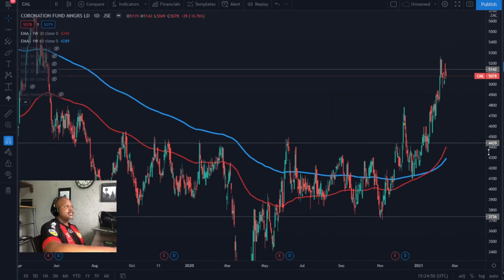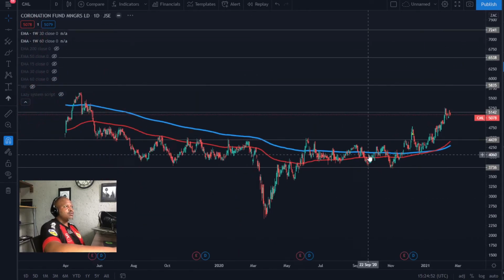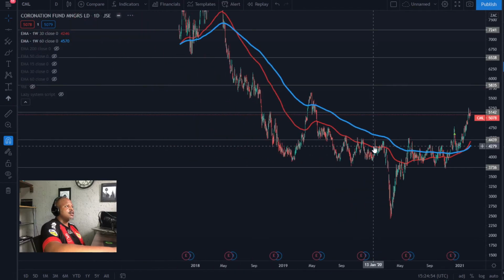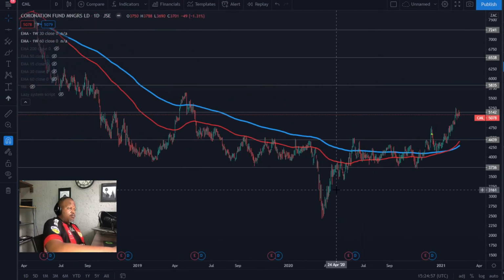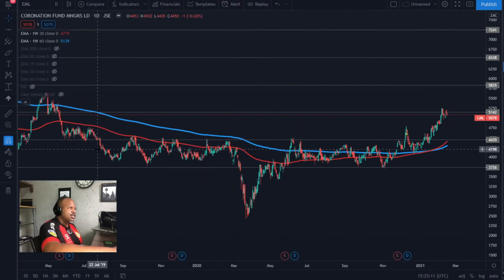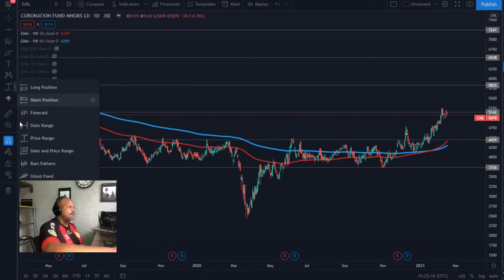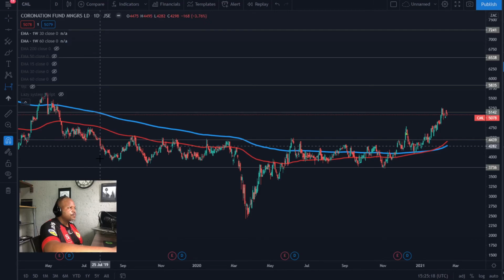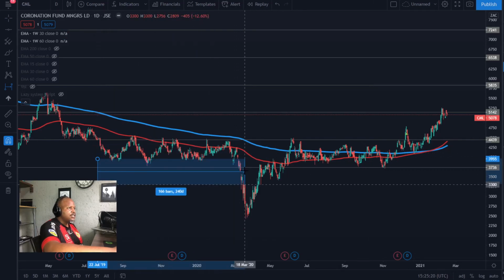Another one is Coronation, which is one of those great examples of the box theory, with the problem that it has, that I mentioned earlier, about being stuck in one box for a long time. As you can see, it got stuck here since July. Let's see if we can get our date range until it broke down there.